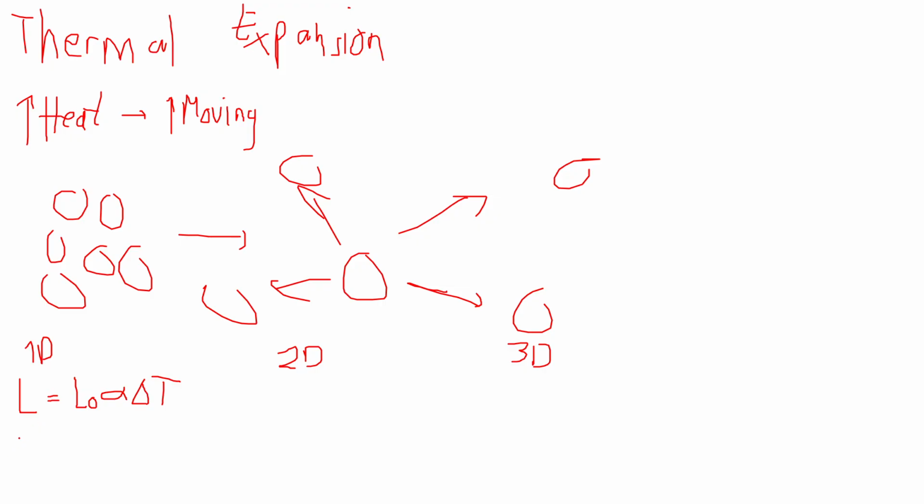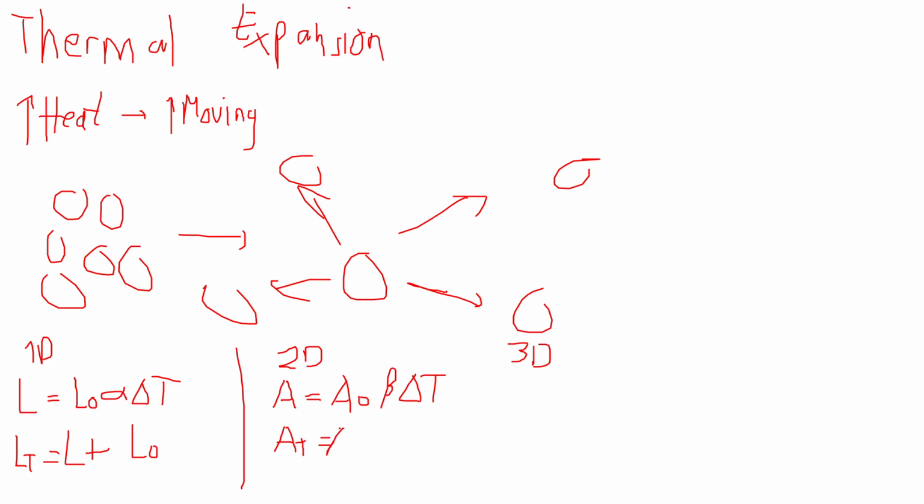Yeah, this is the length added. But the final length would be the length added plus L null. Easy. You really just need to memorize this because the other one is very simple. It's very similar to, for the second dimension, instead of length, it's area. The area added is equal to the original area multiplied by beta multiplied by the change in temperature, and the final area will be A plus A null.